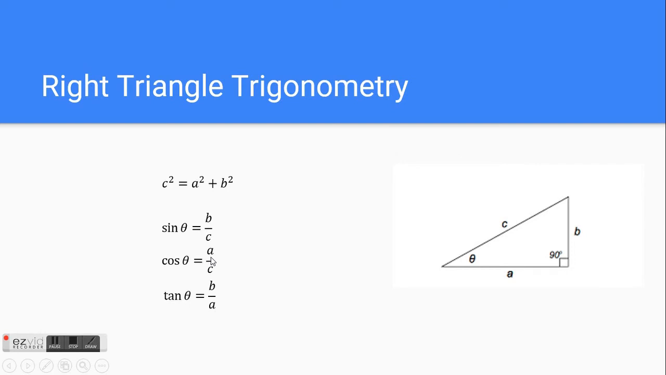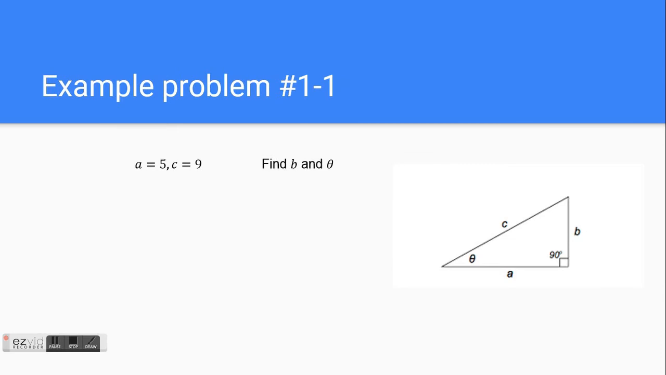So Pythagorean's theorem and SOHCAHTOA are the way that I remember these four equations that are really quite important when we start looking at vectors. Let's look at a couple of example problems that we can use right triangle trigonometry to figure out, just kind of practicing with triangles. Let's say that the adjacent side A was 5 units long and C was 9 units long. Let's find both B and theta.